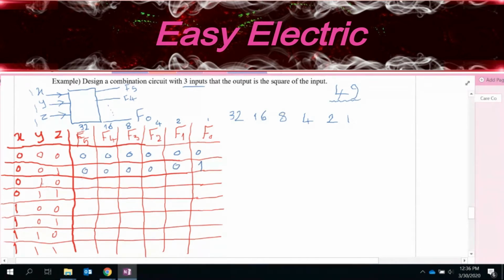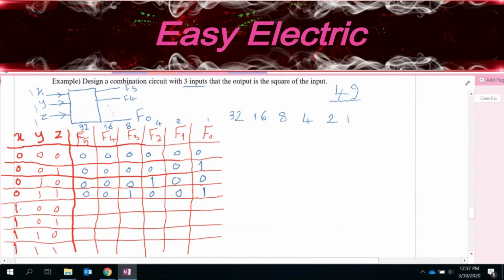What is the next? What is the square of 2? Square of 2 is 4, definitely. So F2 is 1, meaning 4, and the others should be 0. Go to the next. This is 3, right? 3 squared is 9. So you need one 8, which is F3, and one F0, which is 1. So this is 9, so that should be the output whenever the input is 3.